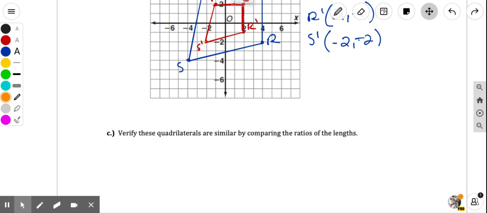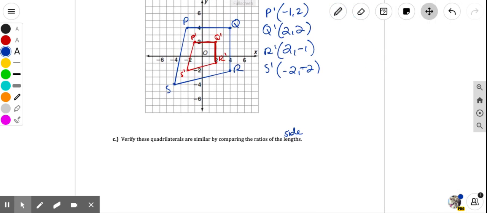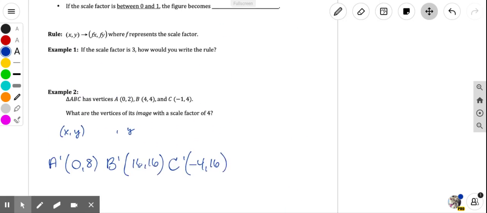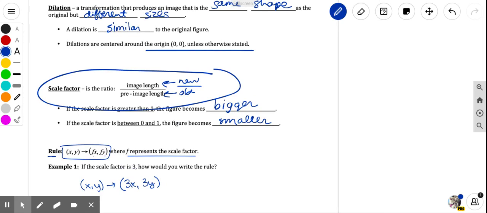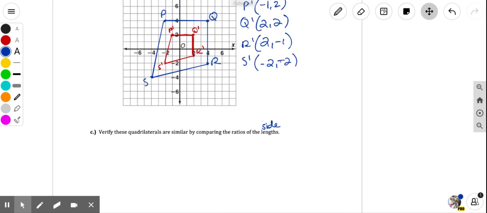Okay, the next part C says verify these quadrilaterals are similar by comparing the ratios of lengths. It's supposed to say side lengths. So sometimes you might be asked to verify that shapes are similar. And to do that, you have to remember that shapes are similar when their side lengths are proportional. So basically we're going to write out, so let's see. Remember too that the scale factor is new over old up here, right? Remember we learned that right here. So I'm going to take the prime segments and put them over the pre-image segments.